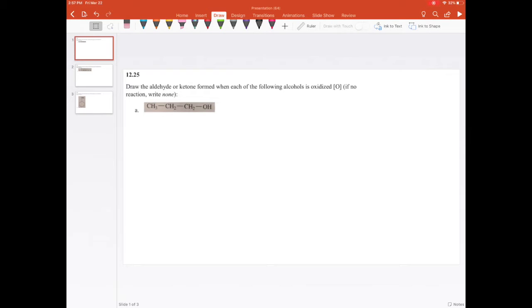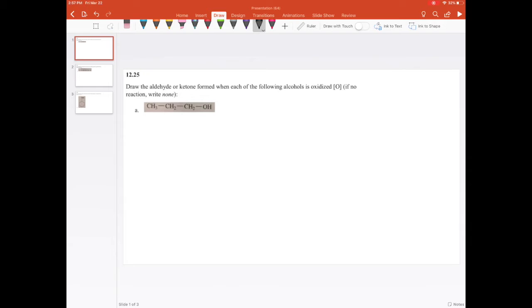So in Chapter 12, Exercise 11, they're asking you to draw the aldehyde or ketone that's formed when you oxidize some alcohols. Now, for our purposes, in Principles of Chemistry, in the organic chemistry section, oxidation means more bonds to oxygen. And to do that, we're going to make some room on the oxygen and on the carbon that it's bonded to by removing hydrogens. So let's go through this one.